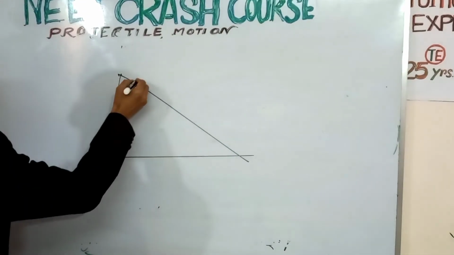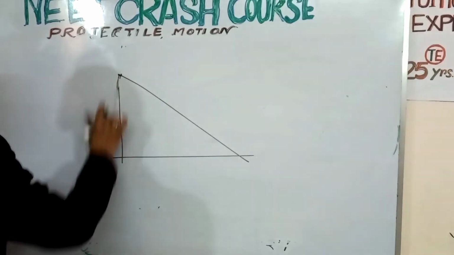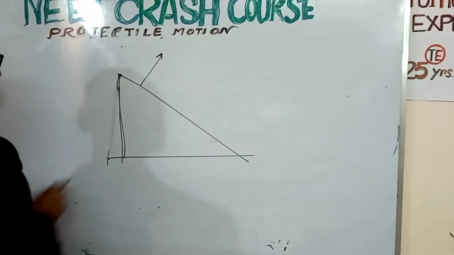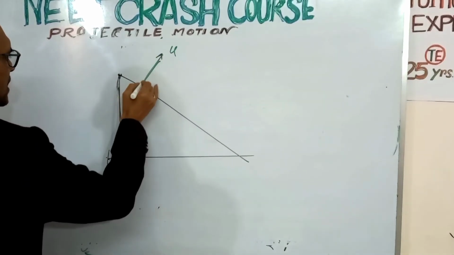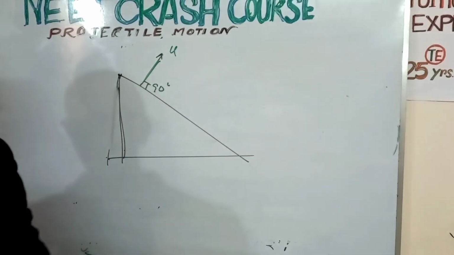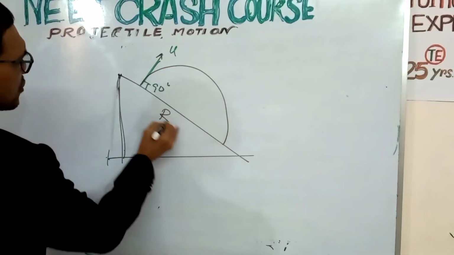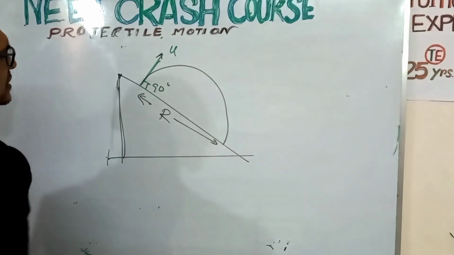Inclined plane and a body. Suppose this is an inclined plane and a body is projected perpendicular to the inclined plane with velocity u. This is the projection, this is 90 degree. Then what will be the path of this projectile? The path will be like this way. So we have to find out the range here.